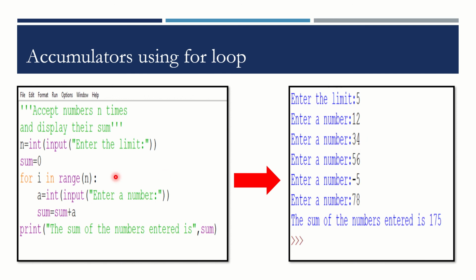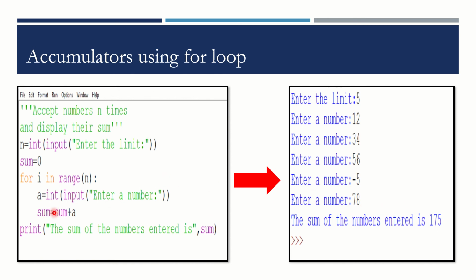Next time again when the loop runs, I am entering 56. So 56 is then added to 46. Again next time when the loop runs, I am giving minus 5. So now minus 5 will be subtracted from sum because it is a negative number. And then when the loop runs for the fifth time, I am entering 78.